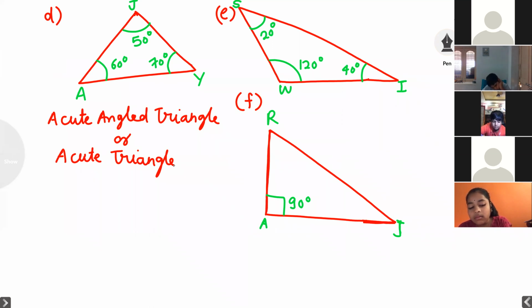The second one is an obtuse angle triangle, or obtuse triangle. And the third one, you know very well, is a right triangle. Right angle triangle or right triangle.